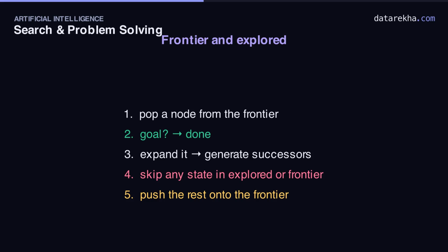Generate its successors. For each successor, if its state is already explored, throw it away. If it's already sitting in the frontier, don't add a duplicate. Otherwise, push it on. That one rule kills the infinite loops.